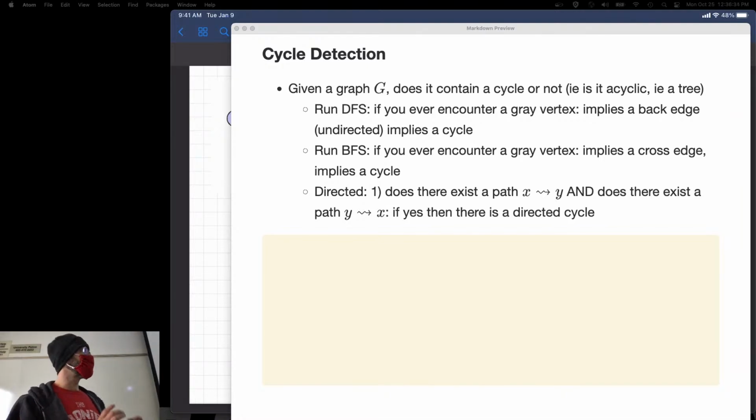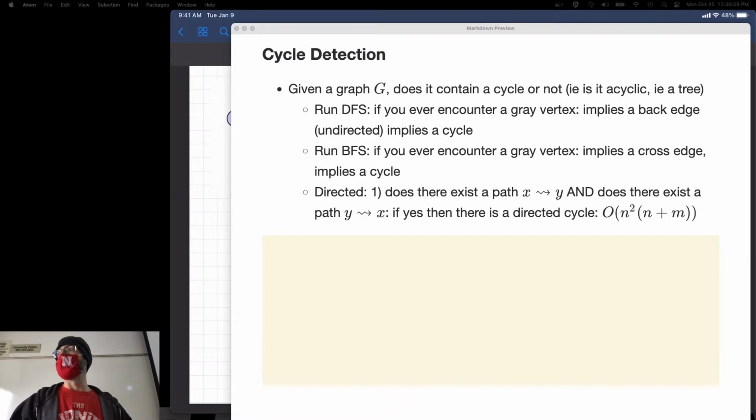So if I took this naive brute force approach and asked the same question over and over again, then this would be, say, 2 runs of DFS, which is order n plus m. But you're doing it how many times? For every pair of vertices. So ultimately, this becomes order n squared times n plus m, if you want to get technical.